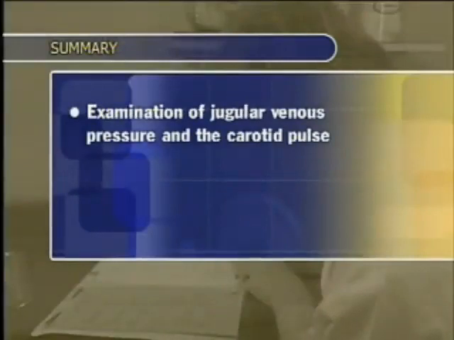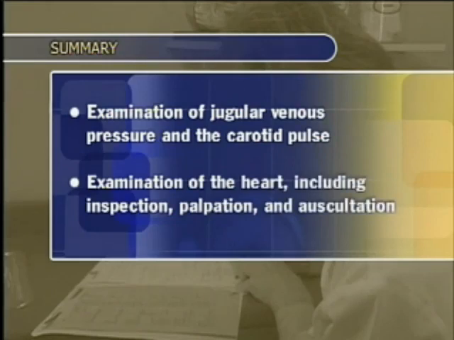To summarize, examination of the cardiovascular system includes examination of jugular venous pressure and the carotid pulse, and examination of the heart, including inspection, palpation, and auscultation.